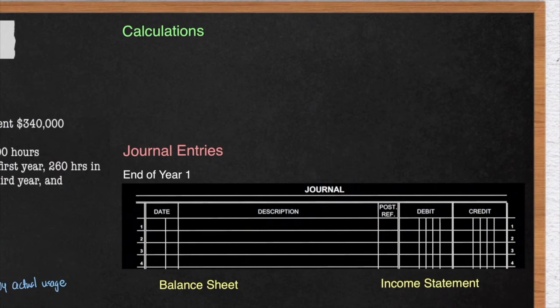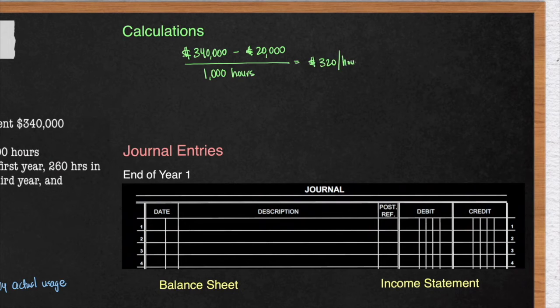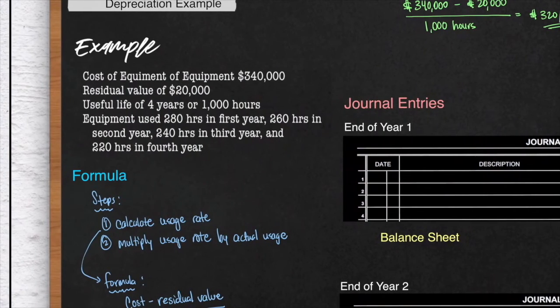So now let's calculate the usage rate, which is step 1. The usage rate is cost minus residual value divided by the estimated total usage. The cost is $340,000 minus the residual value of $20,000. You divide that by the estimated total usage of the asset, which in this case is 1,000 hours. So 340,000 minus 20,000 is 320,000 divided by 1,000 hours. It will give you a rate of $320 per hour. So that's saying that each hour your asset will decrease by that much in value.